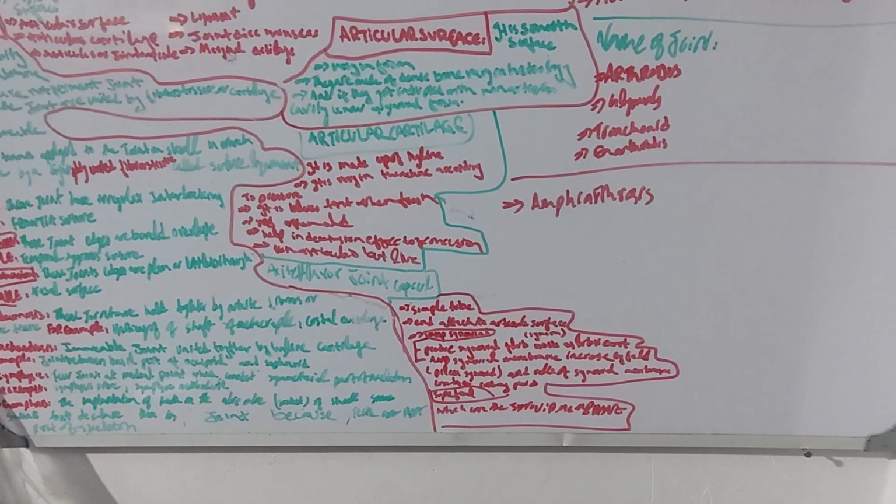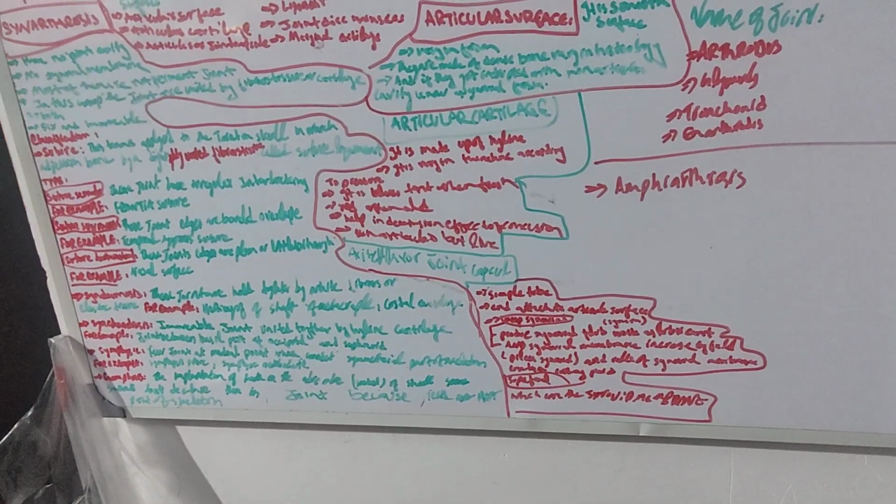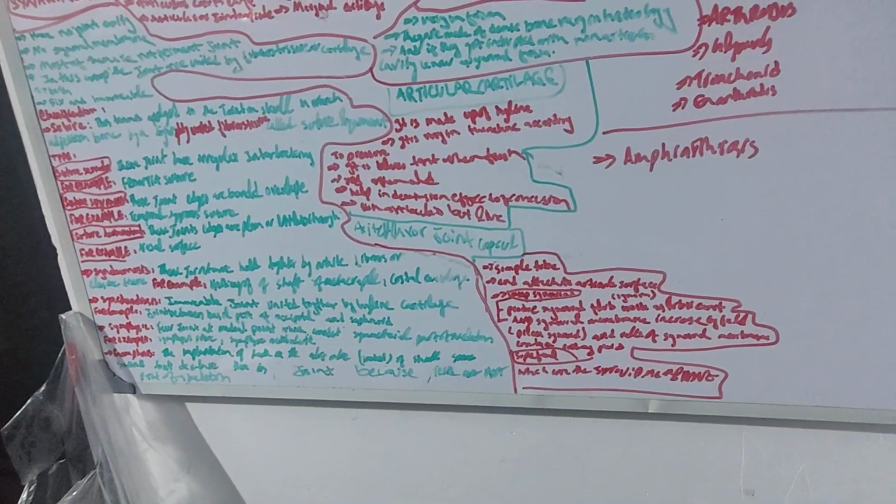The outer superficial layer is the fibrous layer, which covers the synovial membrane.